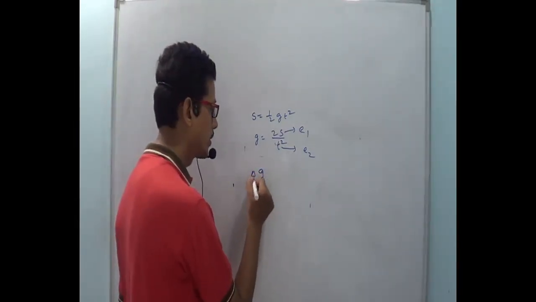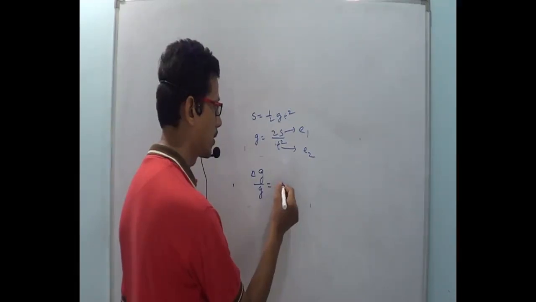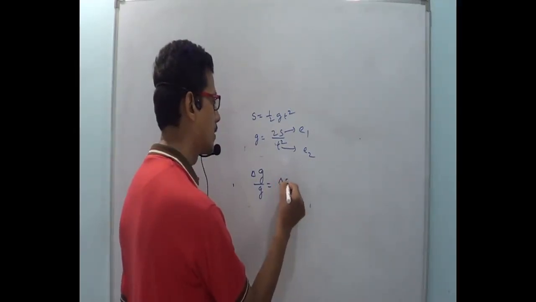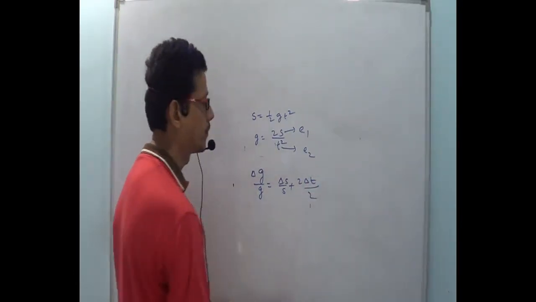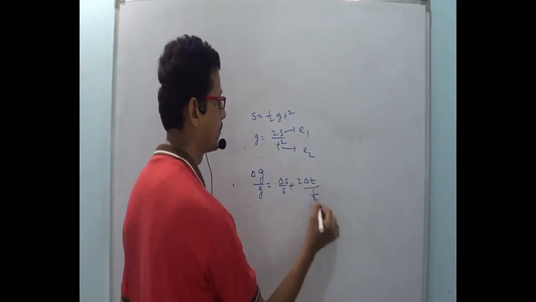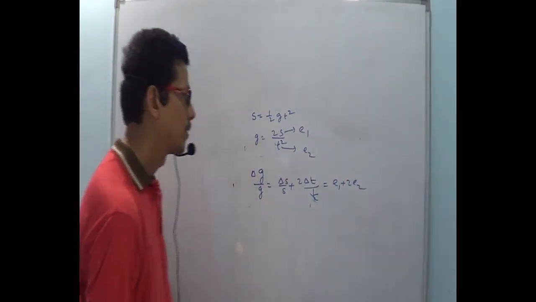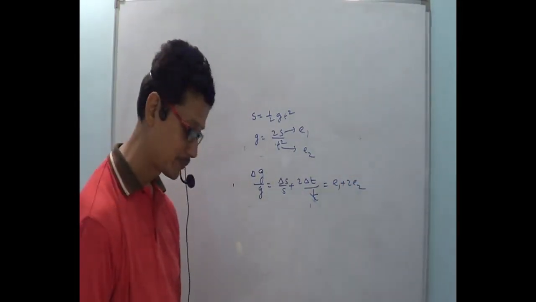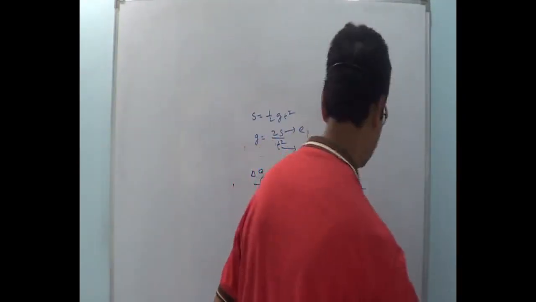Error in measuring g is what? What is the fractional error? It comes as delta s by s plus 2 into delta t by t. Delta t by t. This is nothing but E1 plus 2E2, that is the answer. Okay. Nicely asked. Next.